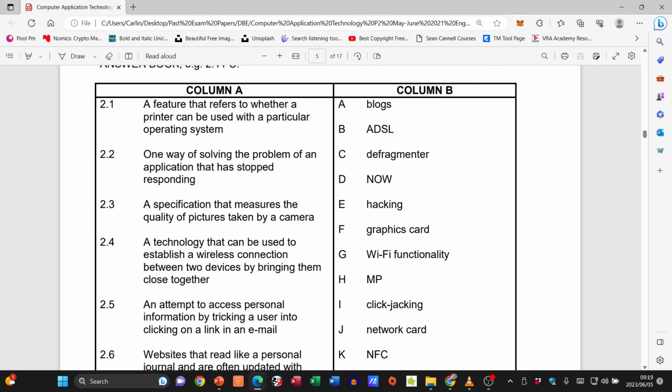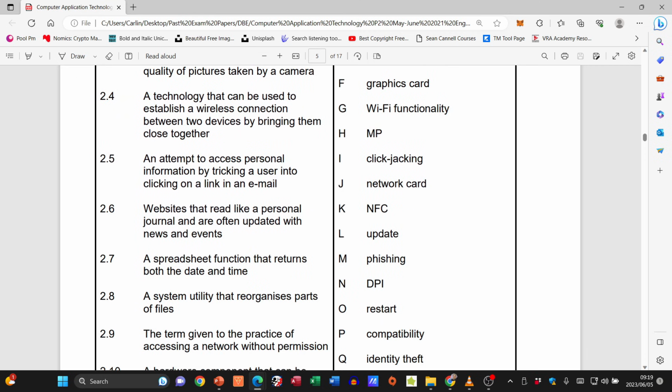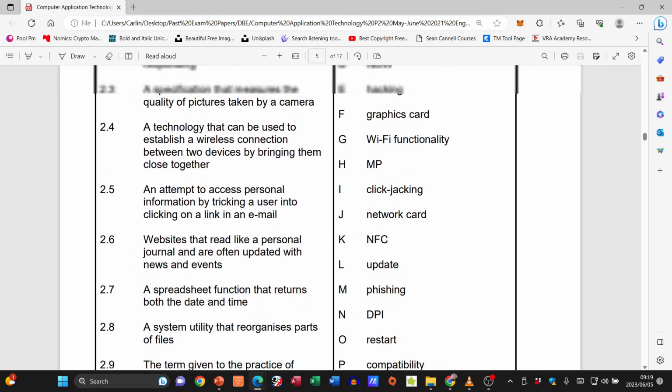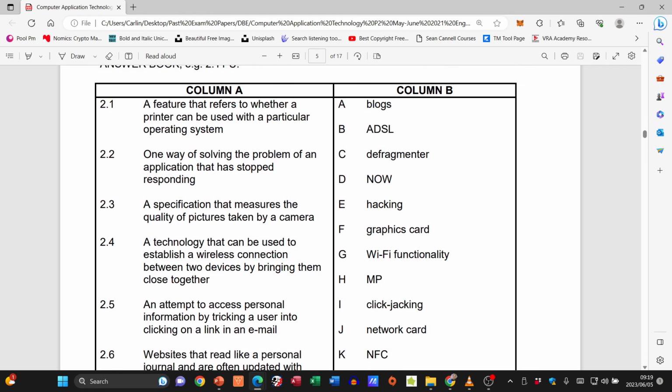Now, if we know these terms, then linking it up shouldn't be a problem. But let's go and have a look at how the definitions are worded as well, because I know some of you have some issues when it comes to the actual wording of this. So let's look at 2.1.